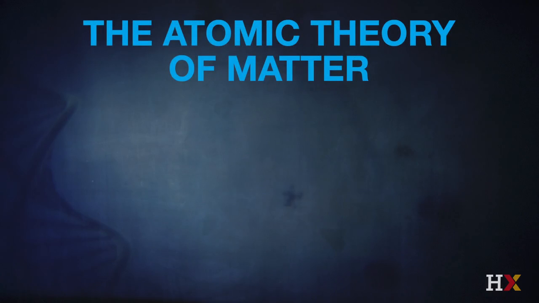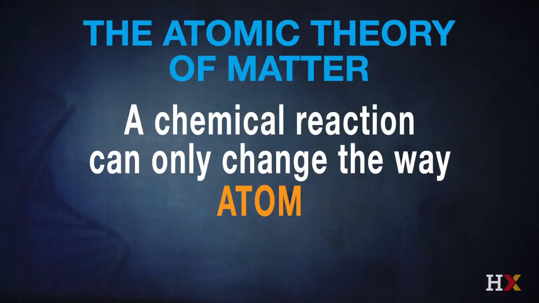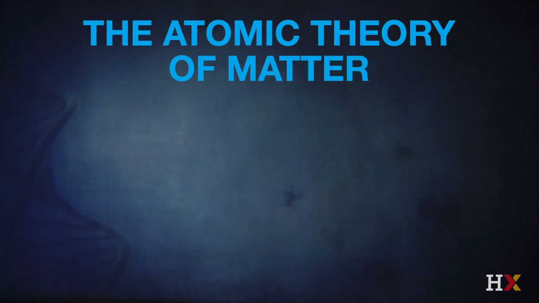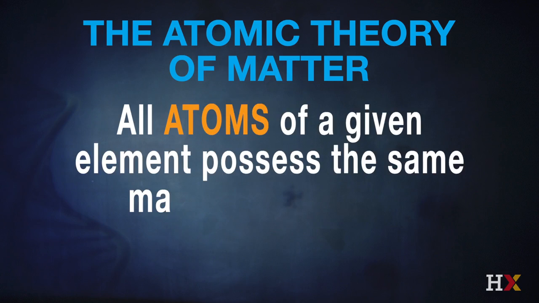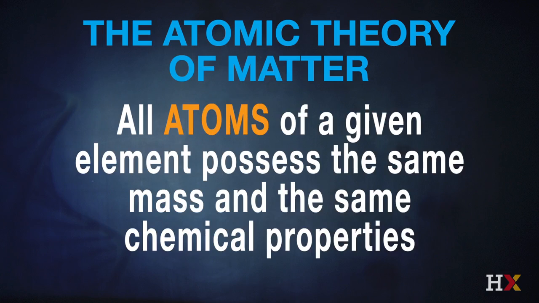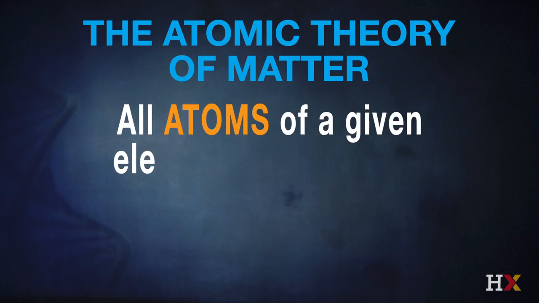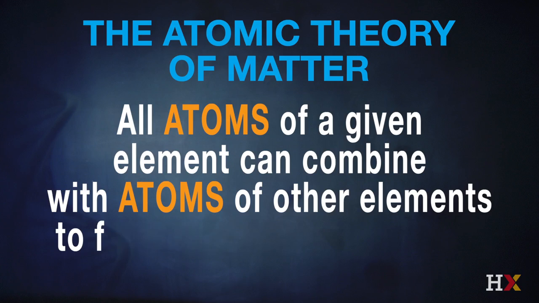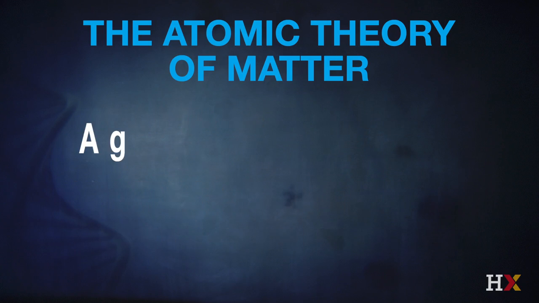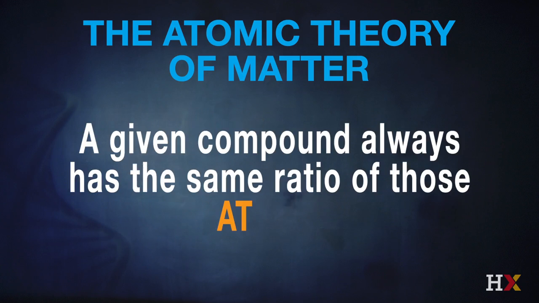So the next point of refinement in this atomic theory of matter says that a chemical reaction can only change the way atoms are grouped together, that all atoms of a given element possess the same mass and the same chemical properties, and all atoms of a given element can combine with atoms to form chemical compounds, and a given compound always has the same ratio of those atoms. So that filled out the understanding of what the atomic theory of matter actually meant when you create a compound from atoms and when those compounds are taken together to create the continuum of matter.